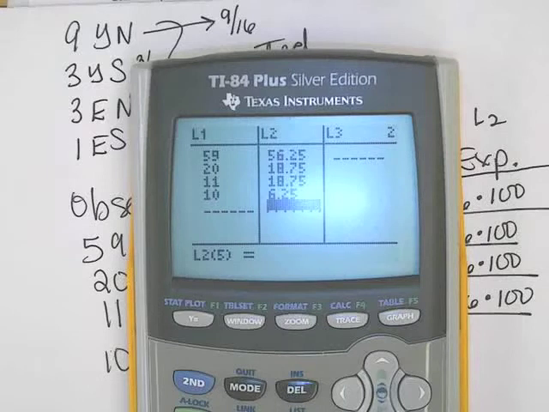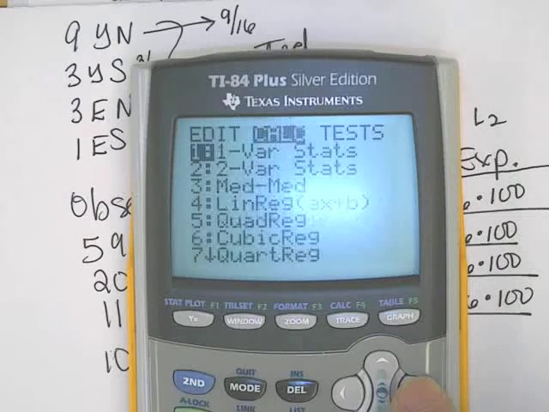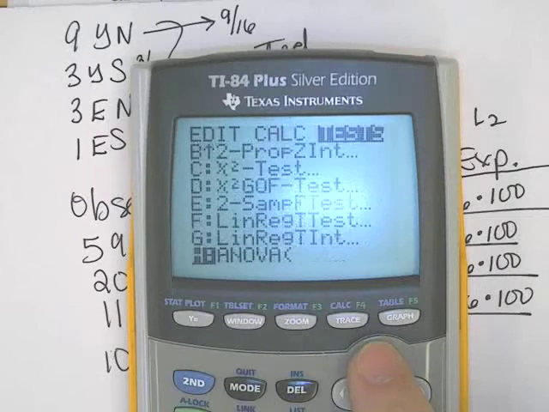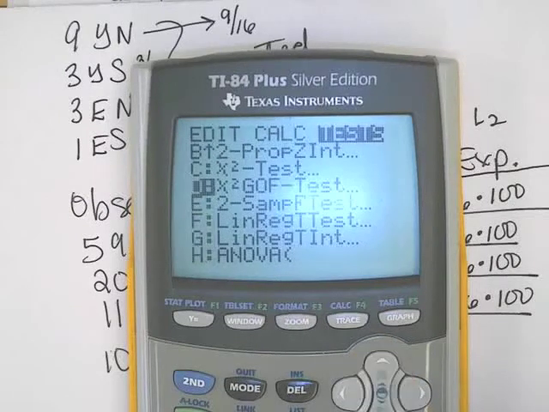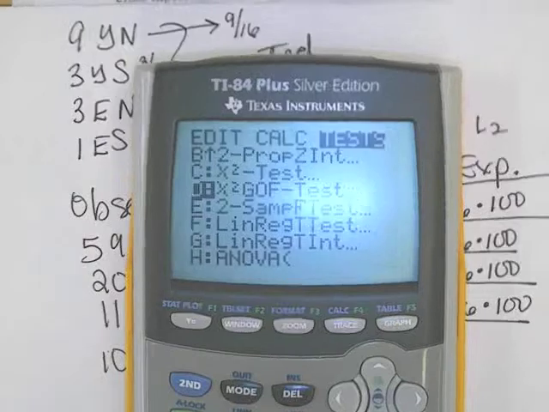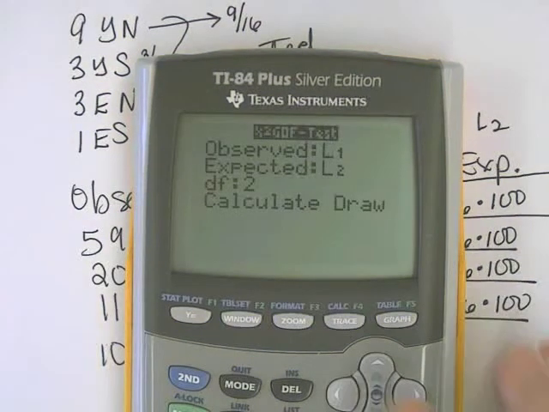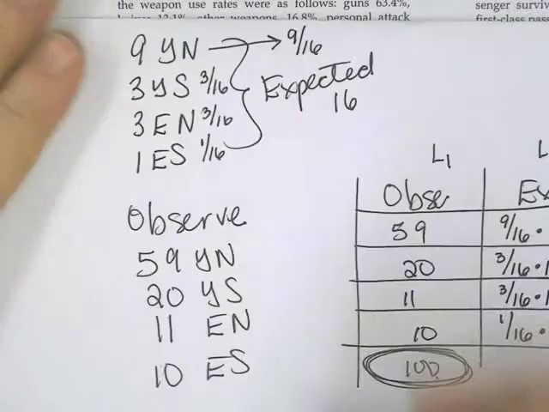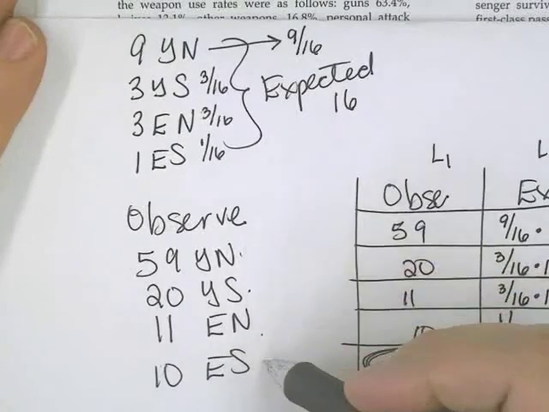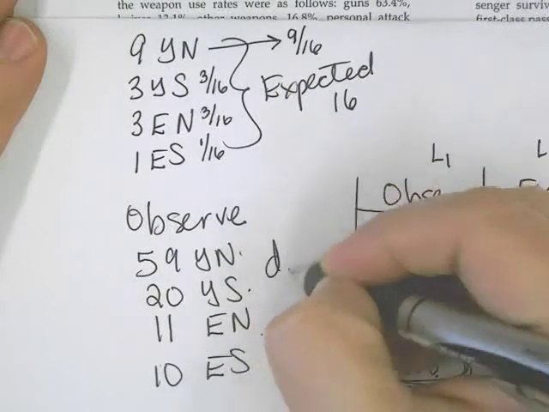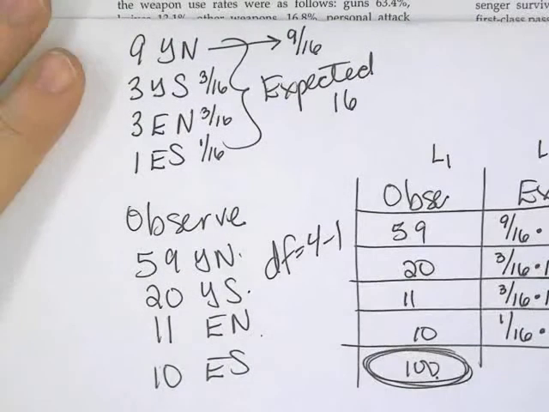So now that everything's in, I'm going to go to my stat, I'm going to go to my test, and I'm doing the chi-square goodness of fit test, D. Okay, so I'm going to hit enter. My observed is in L1, my expected is in L2. Now my degrees of freedom, I had 4 different categories here, and so my degrees of freedom is 4 minus 1. So my degrees of freedom is 3.